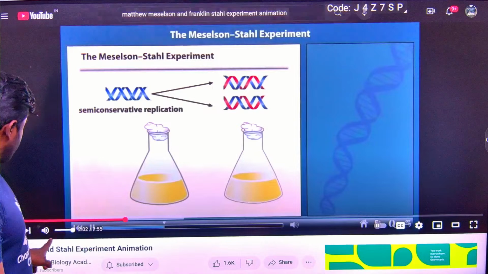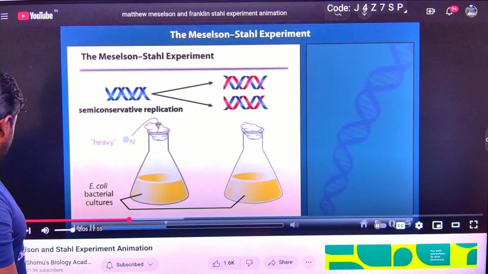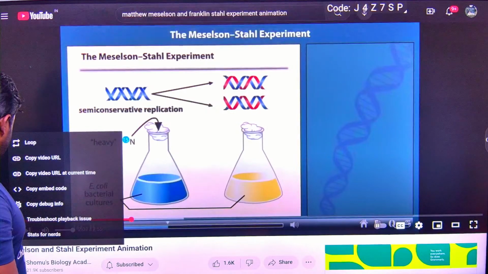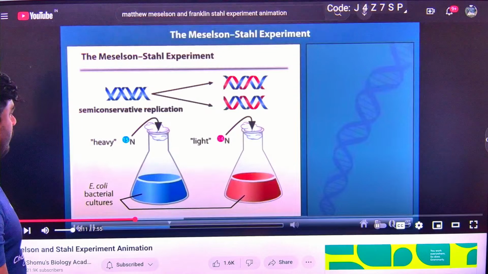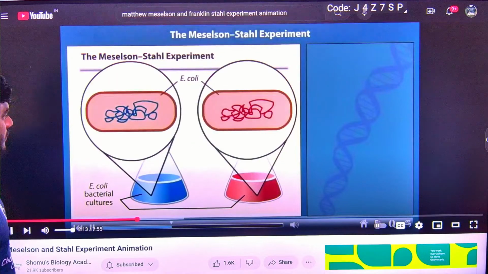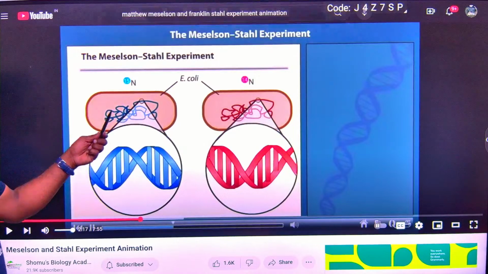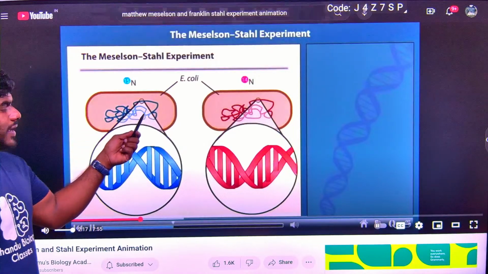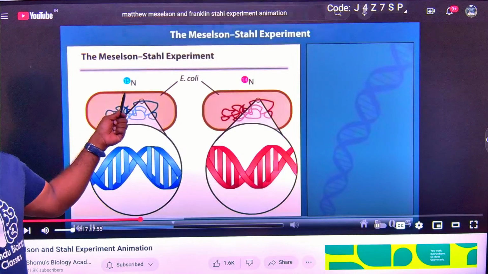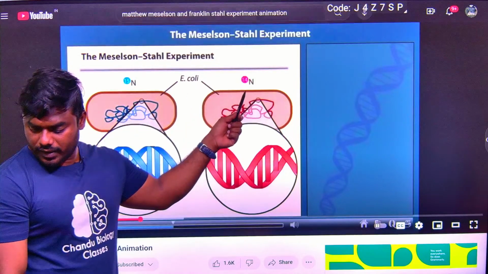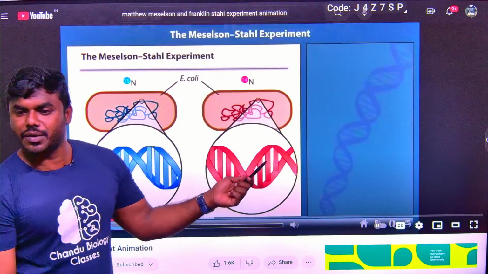They grew Escherichia coli bacteria in the presence of either a heavy isotope of nitrogen, N15, or the ordinary light isotope, N14. After many generations, the DNA in the bacteria contained either the heavy. So what do we get here? When I take the DNA from the N15 containing bacteria, I am only getting the heavy. Here I am only getting what? Light. But what is our goal? To get the intermediate, right?